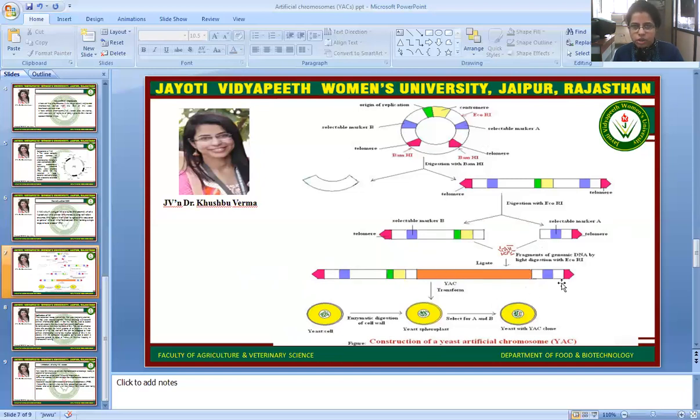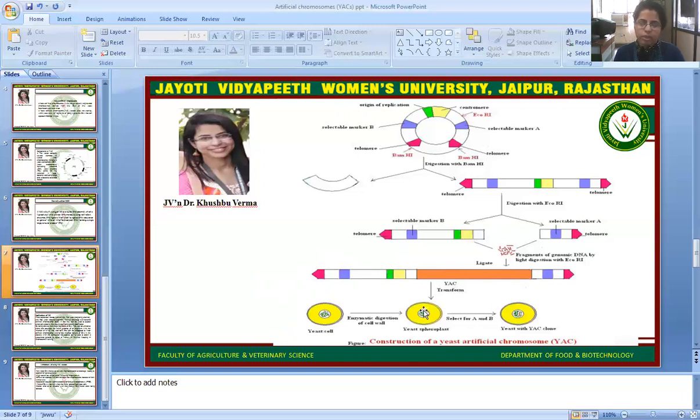Then this recombinant YAC vector will be transformed into the yeast cell, but first of all the yeast cell needs to have its cell wall removed. Enzymatic digestion will be done to remove the cell wall from the yeast cell. Now this yeast cell without a cell wall is a yeast spheroplast. Then this recombinant YAC vector will be transformed into the yeast spheroplast.